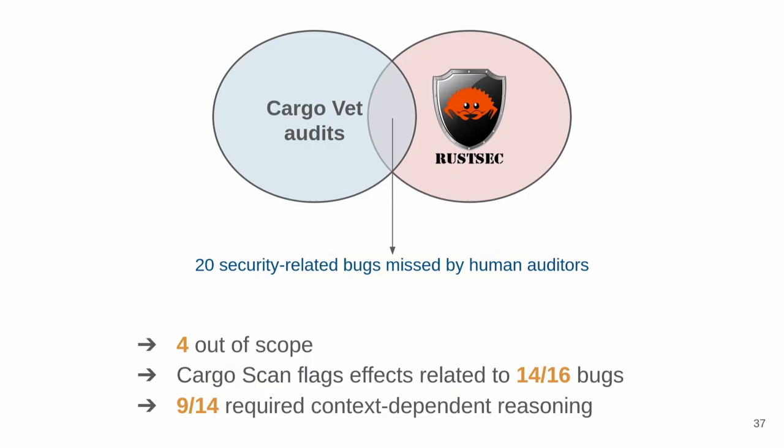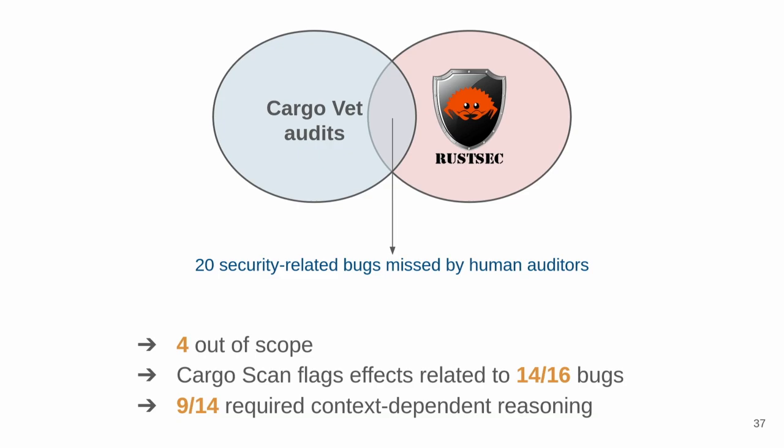4 out of them were out of CargoScan scope, so we audited the rest of them, and we found that CargoScan flags effects related to 14 out of 16, which means either the bug location itself or code related to it, either that flows into or from the bug. And we also found that 9 out of them required reasoning about the calling context.